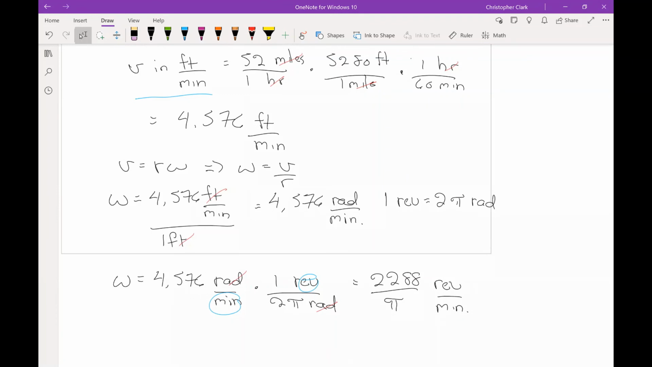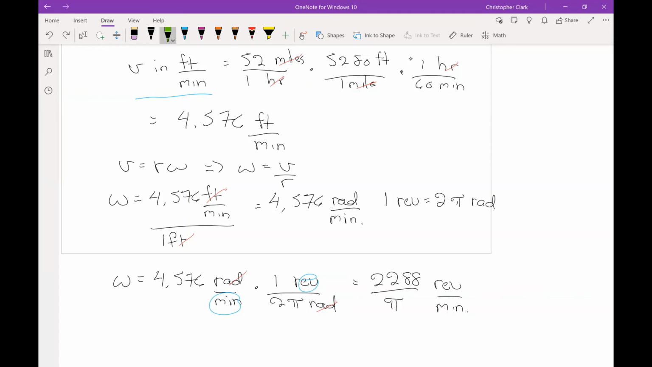Now, on the other page, the review page, we have that the velocity is equal to r times omega. Now, this thing right here is not w, it's a Greek letter called omega. And from this equation, we can solve for omega, where omega is v divided by r. So we're going to plug stuff in. If omega is equal to v divided by r, then it's equal to 4,576 feet per minute divided by, well, r is just 1 foot, so the feet cancel out.